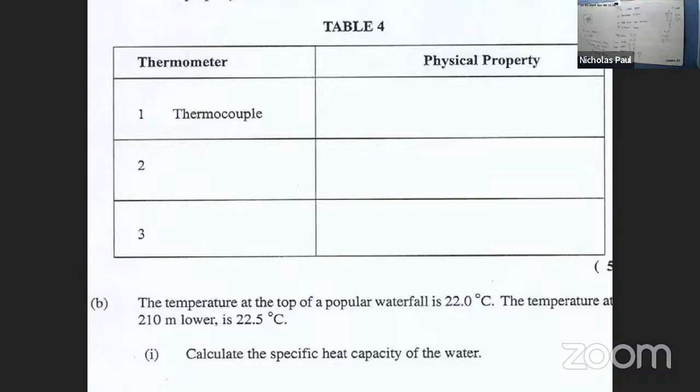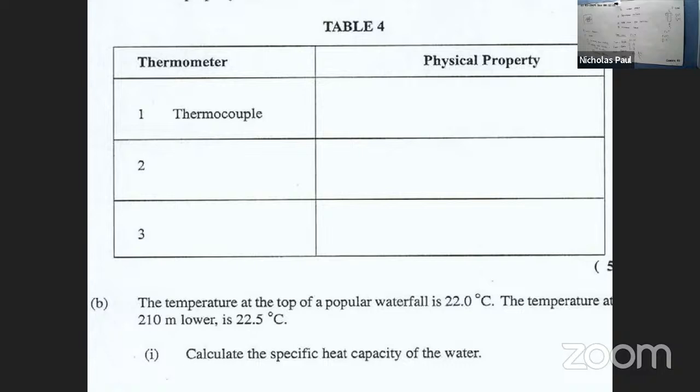So the thermocouple, the physical property is what? EMF. Right? What's the next one? EMF is voltage. If you have the voltage value, that is converted to temperature. Right? First one is EMF, the EMF of voltage. All right.